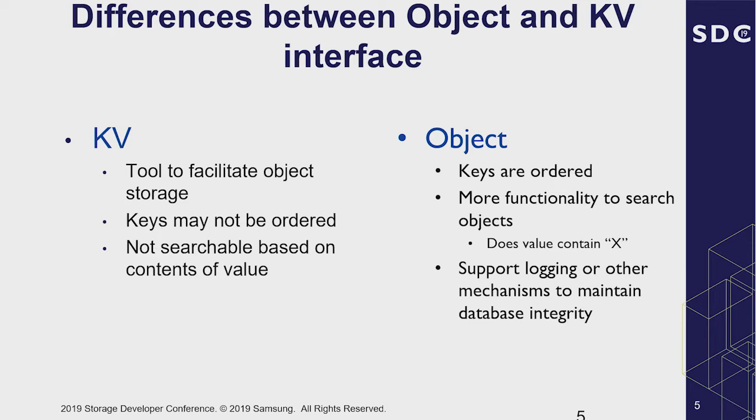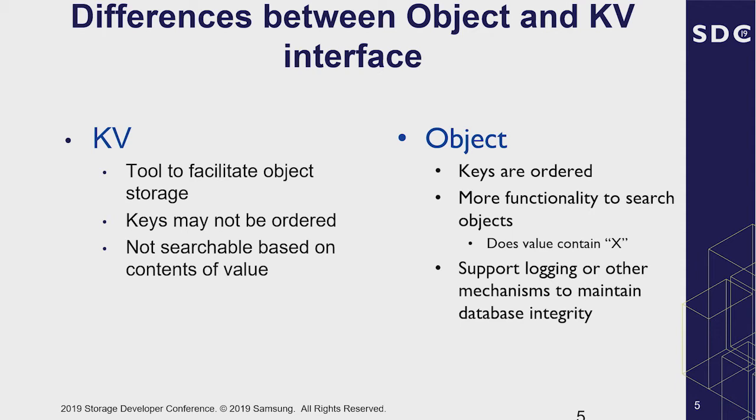There is more functionality to search the objects. In other words, you can ask your object storage for something that has a given value within it. It also, one of the other key factors that's a difference between key value and object storage, is object storage generally supports logging or other mechanisms to maintain your database integrity.